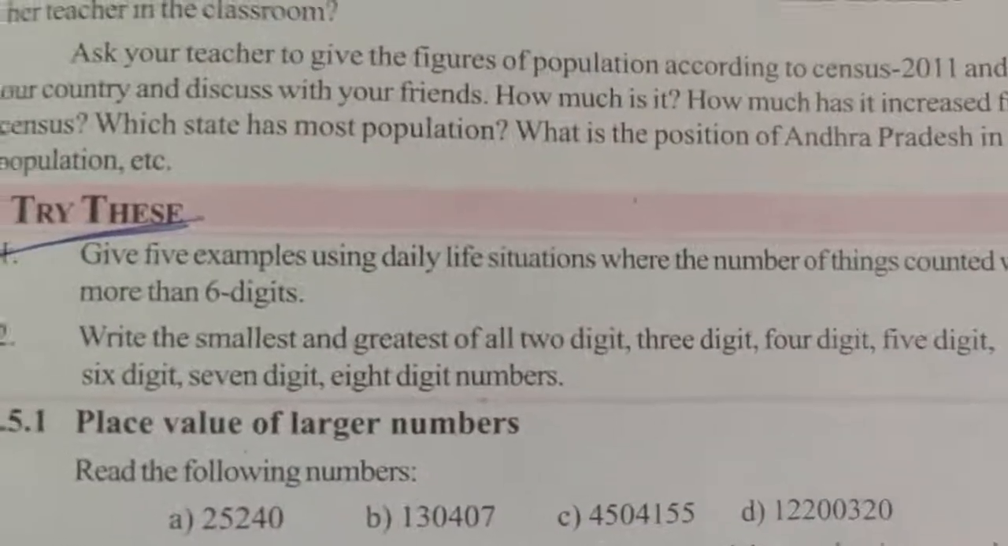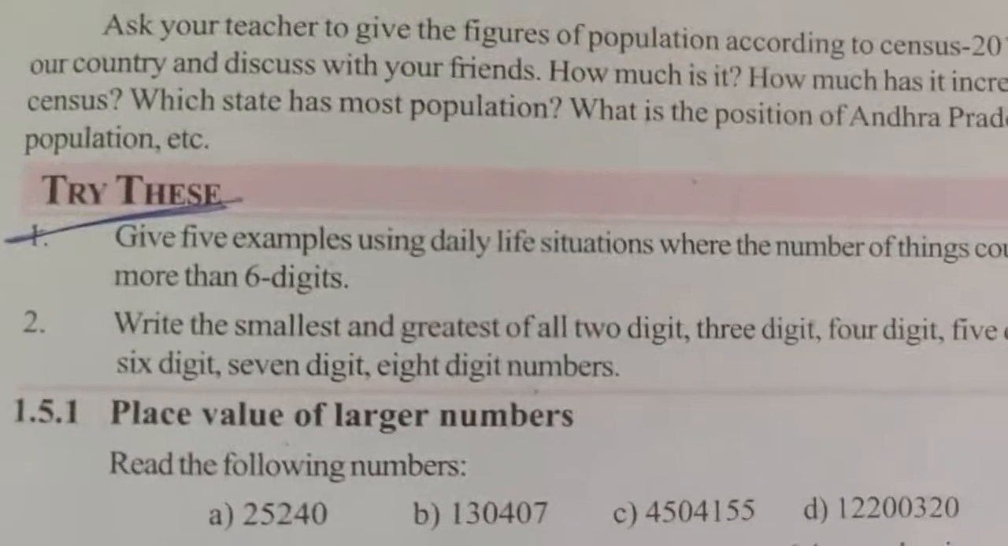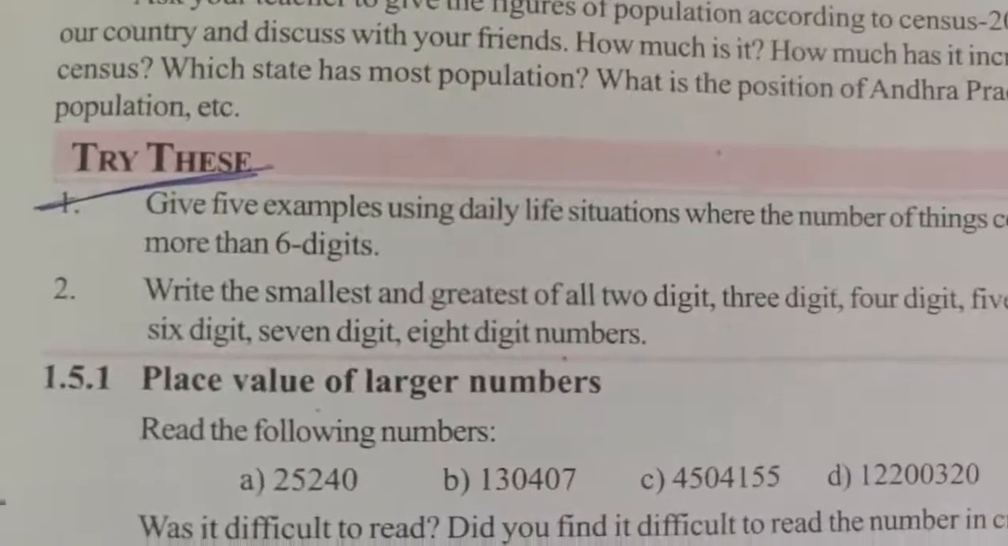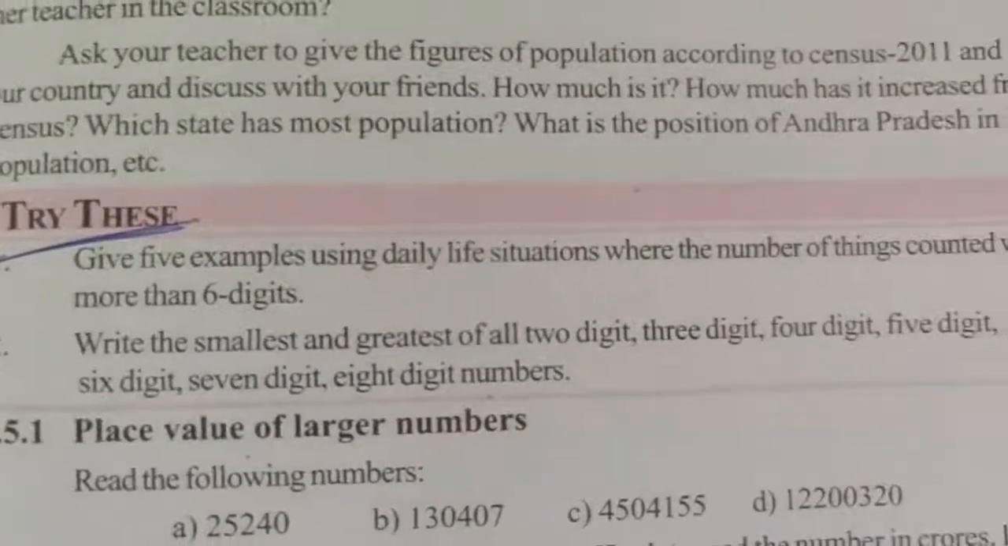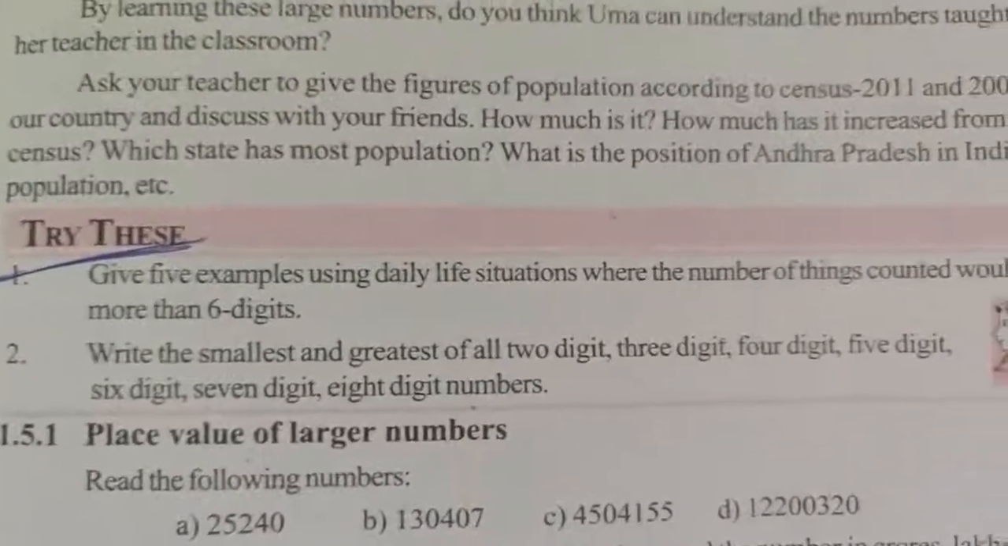For example, the smallest 2 digit number is 10, the greatest is 99, for 3 digits 100 and 999, like that. You write the remaining. It is one of the try these sums. You must do it yourself.